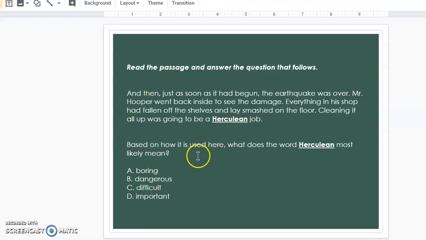So based upon how it was used here in the passage, what does the word Herculean most likely mean? Do not forget to use your strategy from last week, which was context clues and plugging in the meaning of the highlighted or bolded word. So here are your answers. A, boring. B, dangerous. C, difficult, or D, important. What I would do as a strategy is plug the word meanings in to see if it fits. So don't forget your strategies from last week, okay?